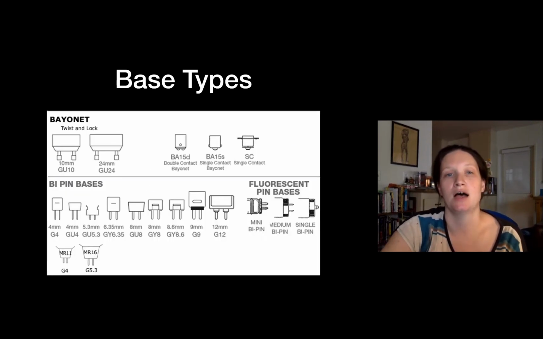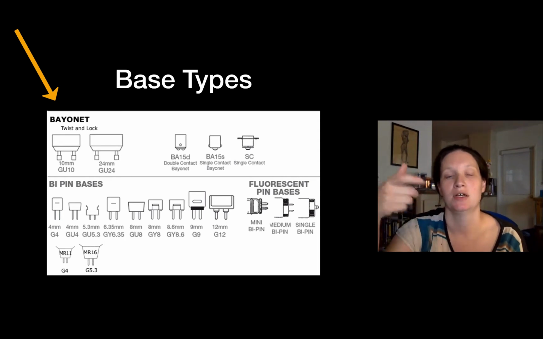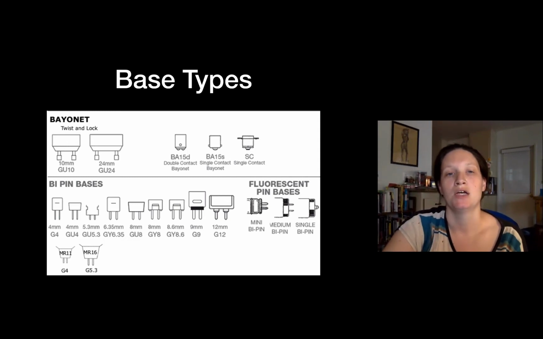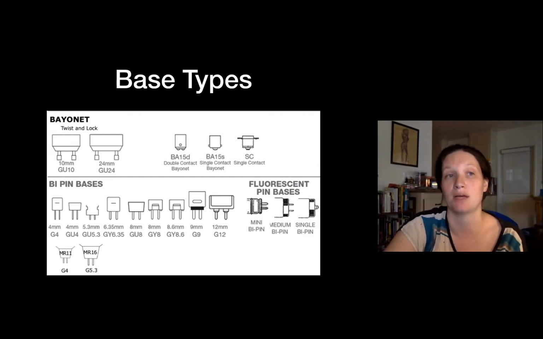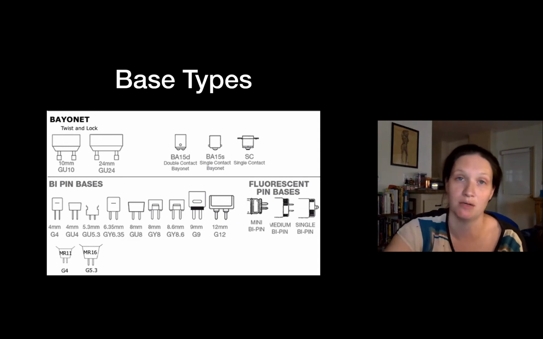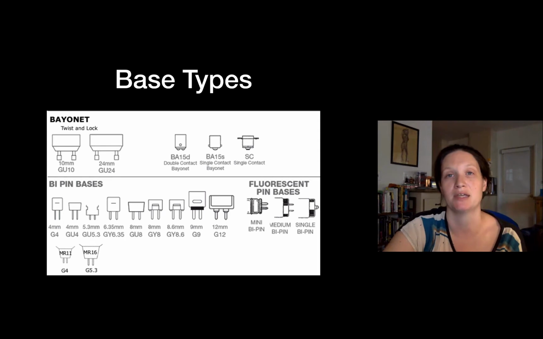So here's a bayonet, which have little knobby things, little nubbins on the bottom of them. Bipin bases, so a bipin base is like the lamps that the Source 4 minis had. Fluorescent tubes also have bipin bases, so that's any lamp base that has two pins sticking out. Another lamp we talk about a lot that has a bipin base is our HPL, which is our standard Source 4 lamp. So the ones for the Source 4s where you just pulled them in and pushed them out. Those are also bipin base lamps.